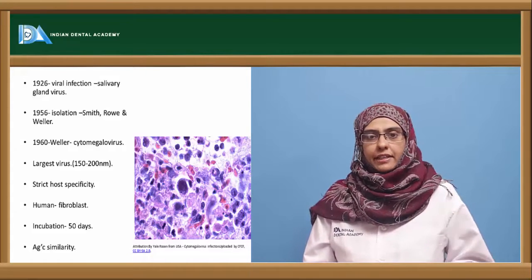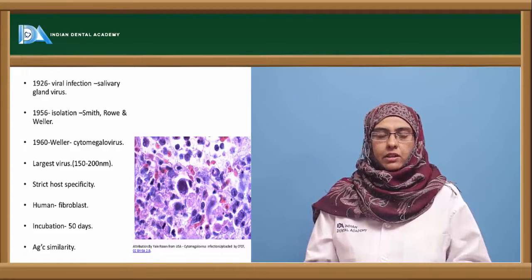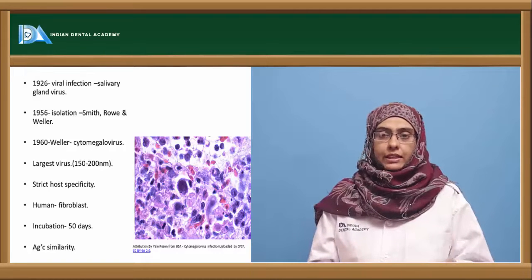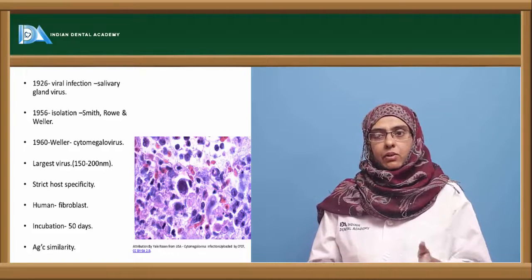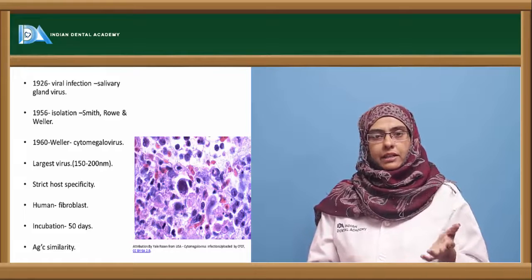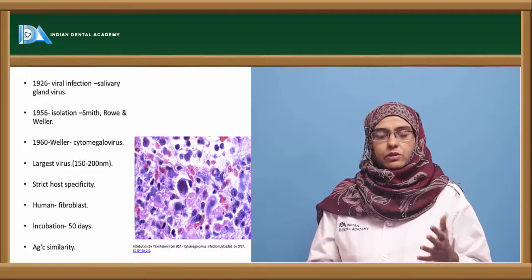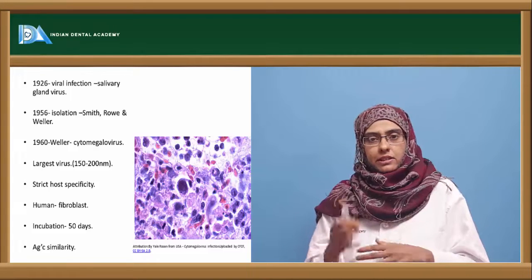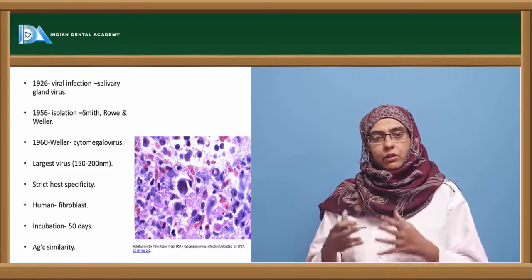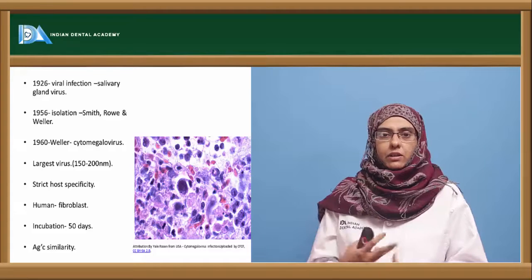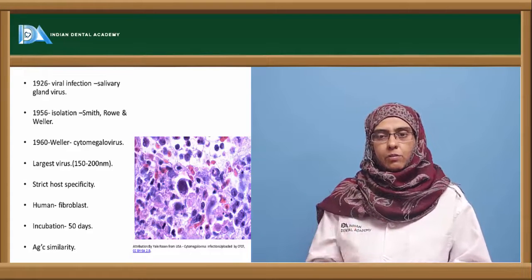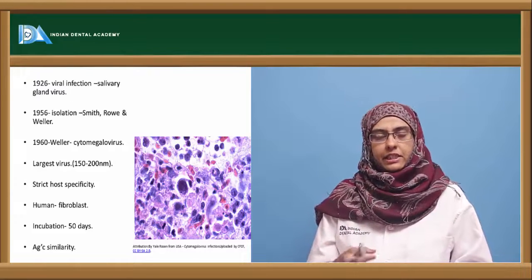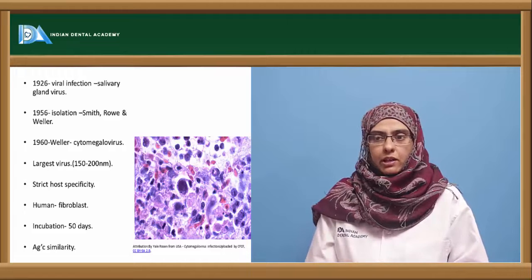Later on in 1956 this organism was successfully isolated by Smith, Rowe and Weller independently, and the pathogenic effect was also demonstrated by this organism, and hence these large nucleated cells were thought to be due to the viral infection that is caused in immunocompromised children. And in 1960 it was Weller who gave the name cytomegalovirus.